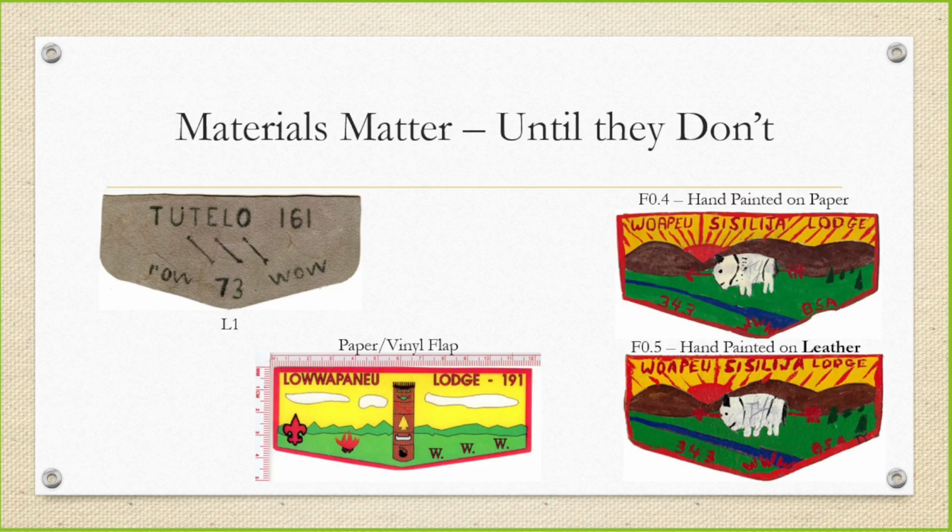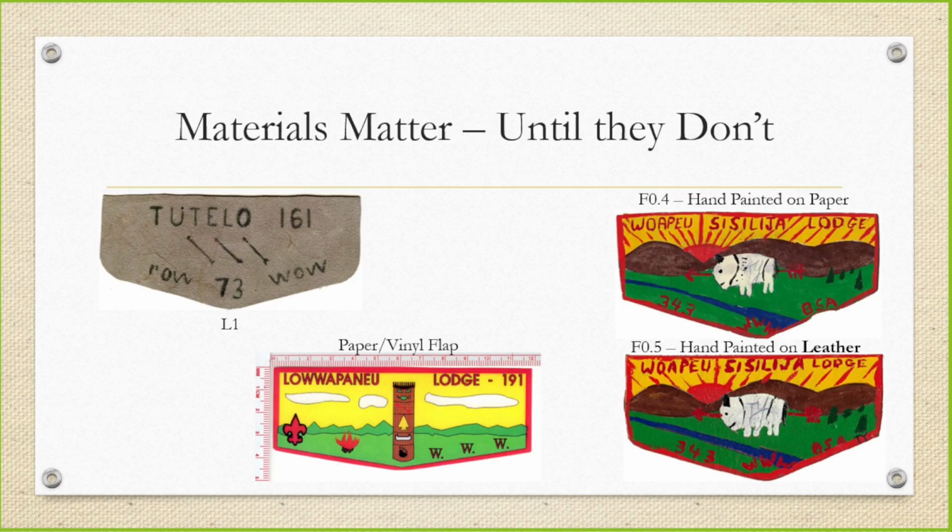The 191, that paper is like, I think, a laminated paper, but it's been described to me as vinyl, but I think it's a laminated paper. That 191 flap is the first flap that lodge had. They issued them to their members. I think they were going to NOAC, and the flaps hadn't arrived yet. And so they did essentially the same thing as the 161 guys. And I know that there's been more than one lodge that has done something similar over the years.